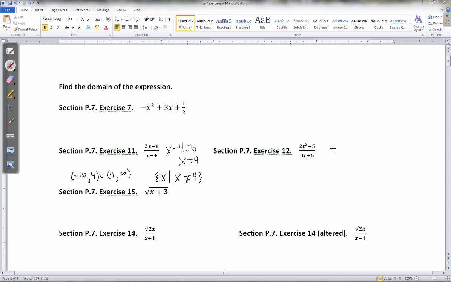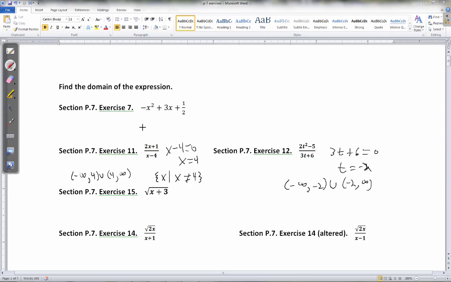And similarly here, you just have to consider the denominator. You'd end up with t equals negative 2 being the problem point. So it would be everything except negative 2. Union negative 2 to infinity.